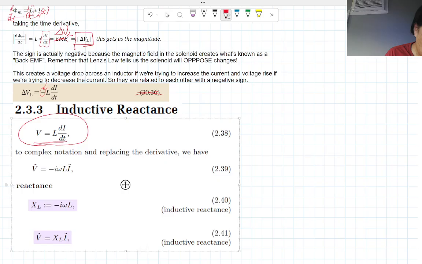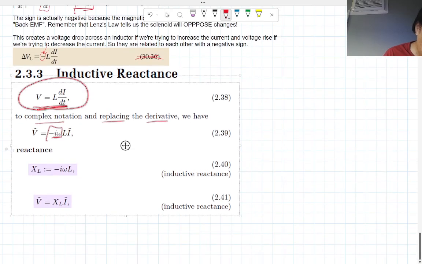So Steck actually starts with this equation here to calculate the inductive reactance. Okay, in the complex notation we can replace the time derivative, remember, with negative i omega. In this case, if you do that replacement, we end up with this negative i omega times L times the current itself, because we just got rid of this.